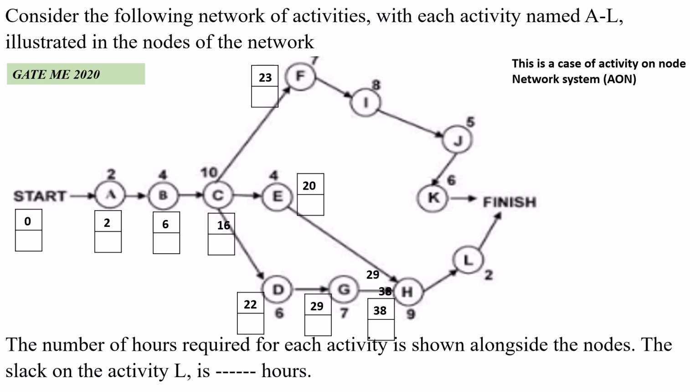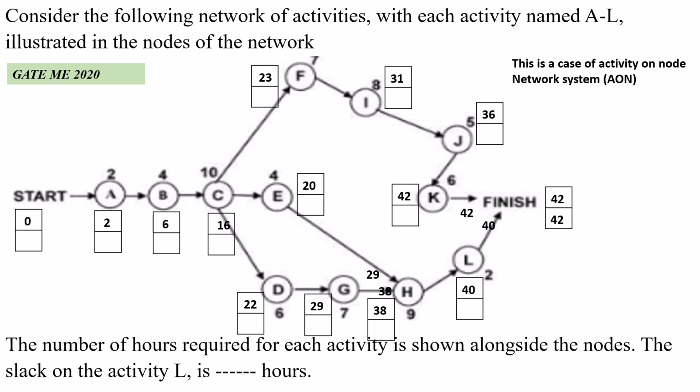Next for the activity I, 23 plus 8, 31. Next for J, 31 plus 5, 36. Next for the K, 36 plus 6, 42. Next for the L, 38 plus 2, 40. Next for the finishing, from the K, 42, from the L, it is 40. So I have to consider the maximum time, that is 42.